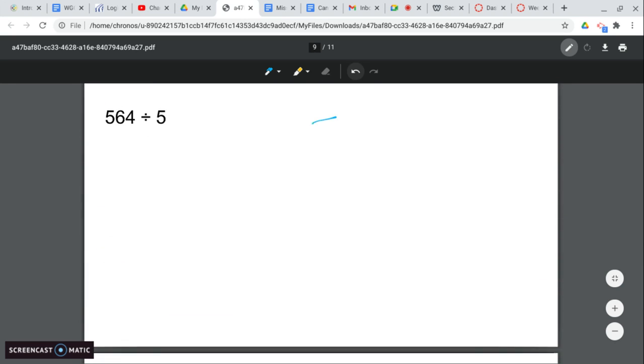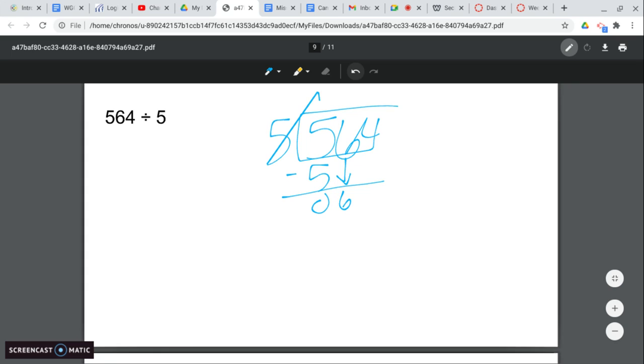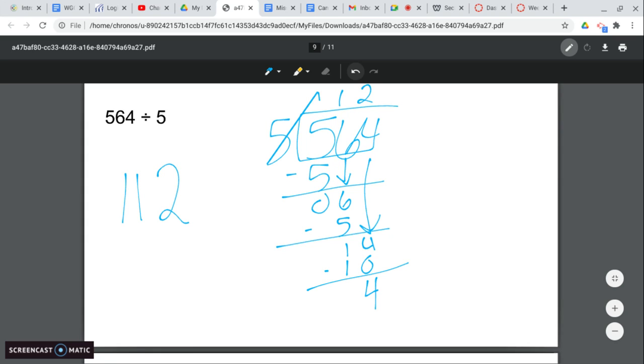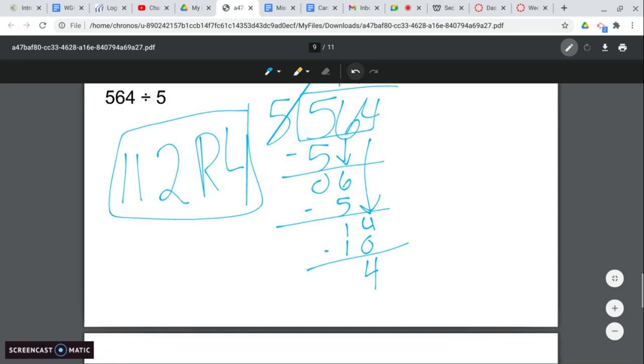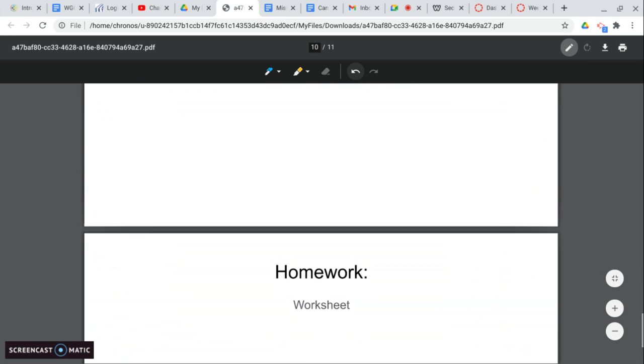All right, our next one, we have 564. We're dividing it by 5. Can 5 go into 5? Sure can, 1 time. Subtract, we get 0. We bring down the 6. Can 5 go into 6? 1 time. Subtracting 5, we get 1. We bring down the 4. Can 5 go into 14? Yep, 2 times. 5 times 2 is 10. 14 minus 10 is 4. 4 is smaller than 5. So our solution is 112, remainder 4. So there's our solution.